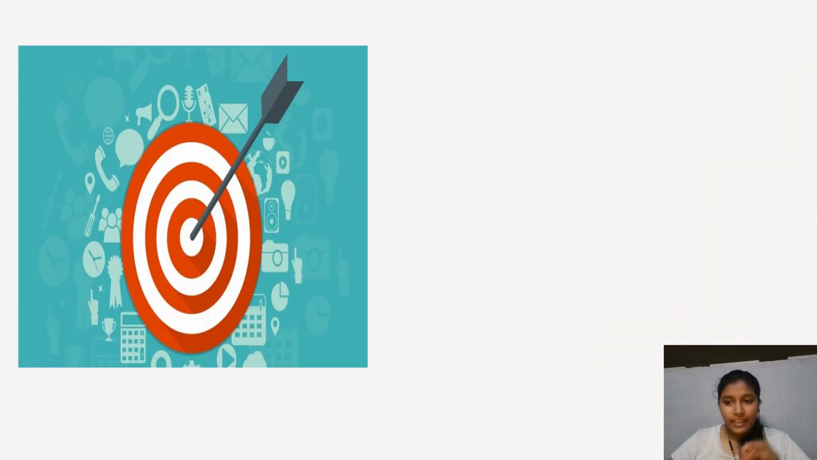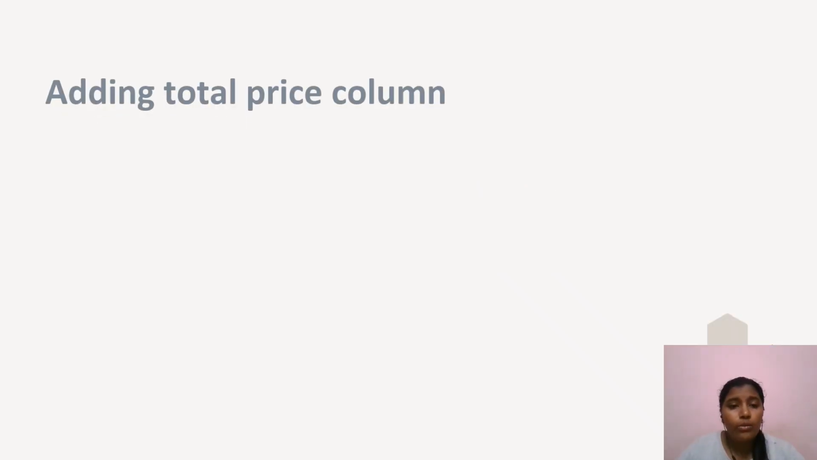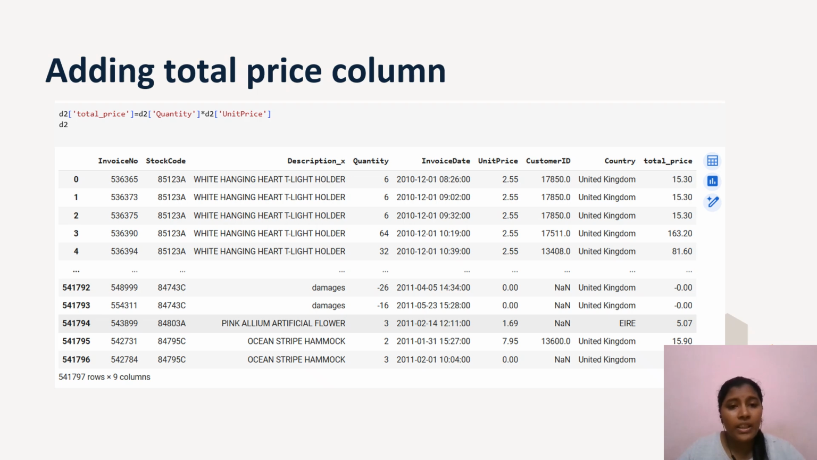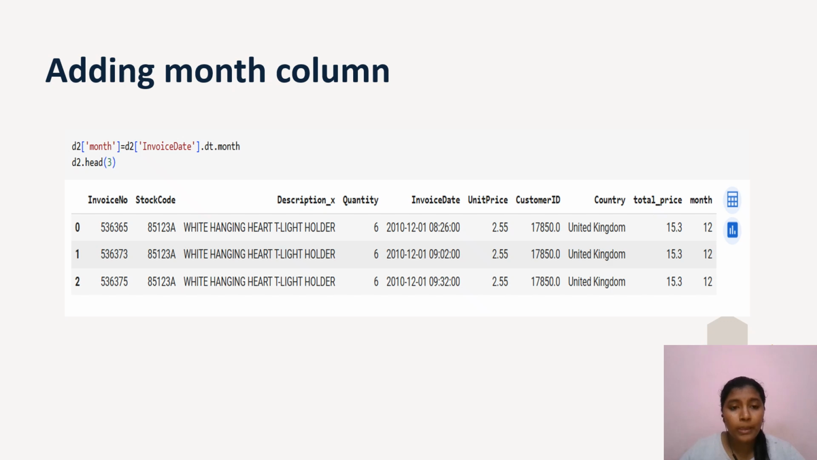After handling the values, we are going to do feature engineering, which means we are going to add the new features that are required for our analysis. As I have two specific columns, quantity and unit price, I thought of creating a total price column that might be used for further analysis. We might find monthly analysis better than yearly analysis, so I have extracted the months from the invoice date.